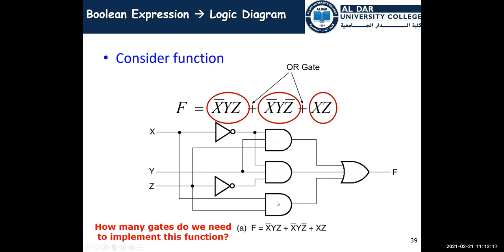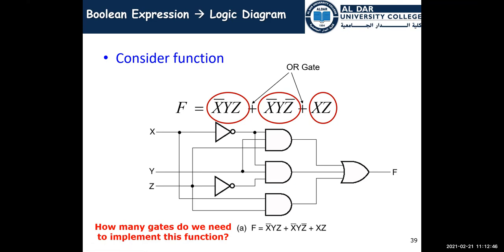1, 2, 3. Okay, sorry, this is not going to have two OR gates, it's just one OR gate to collect the three expressions. So we have 1, 2, 3, 4. We need some inverters here. So we have two inverters. So totally we have 1, 2, 3, 4, 5, 6 gates we use in this design.